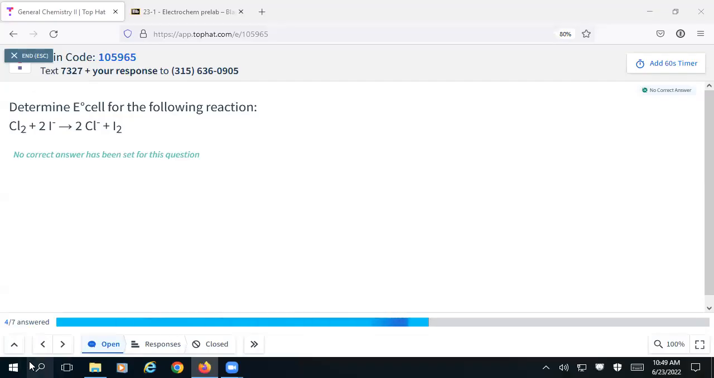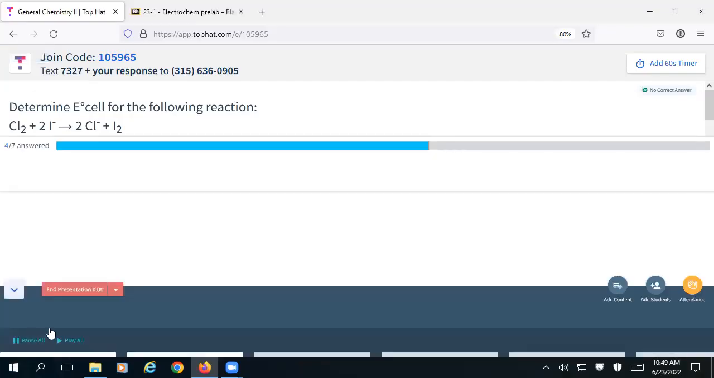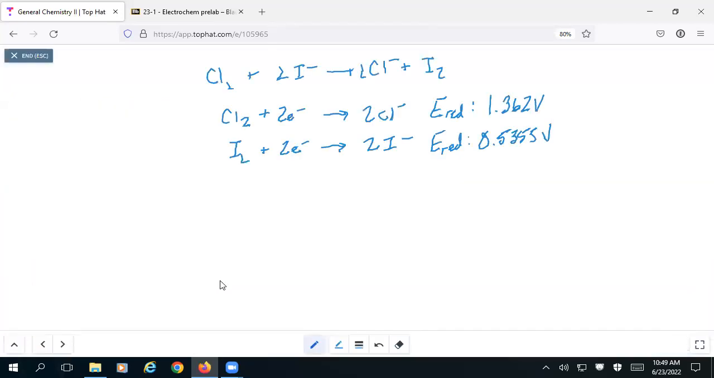All right, let's see how we did. So the reaction that we're looking at is this one. And if we break it down into pieces, then what we end up with are these 2 half reactions here. The reduction of chlorine to chloride gives a reduction potential of positive 1.362 volts. The reduction of iodine to iodide would give 0.5355 volts.